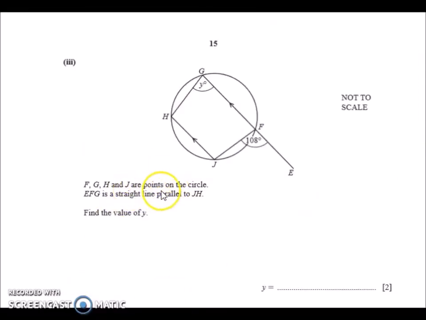Here there is another question. Now the task is to find the y value. As you can see here, these two lines are parallel. Now it's a straight line, so here we are getting 72. And then the opposite must total up to 180. So here you're getting 108. Since you have parallel lines over here, both must be 108.